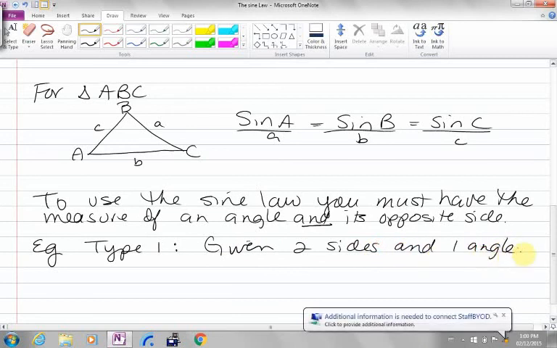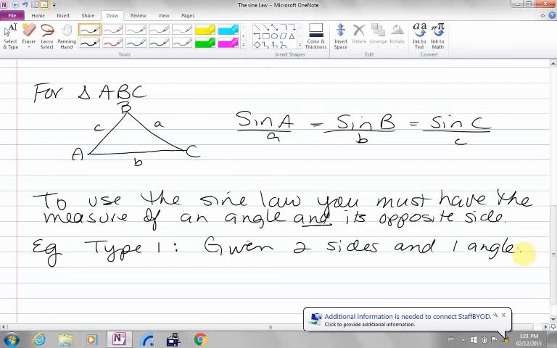You need, okay, good point for clarification. You need 3 pieces of information in the triangle. In any triangle, in order to solve it, you need 3 pieces of information: 2 angles and a side, or 2 sides and an angle. In order to use the sine law, you have to have that matching pair.